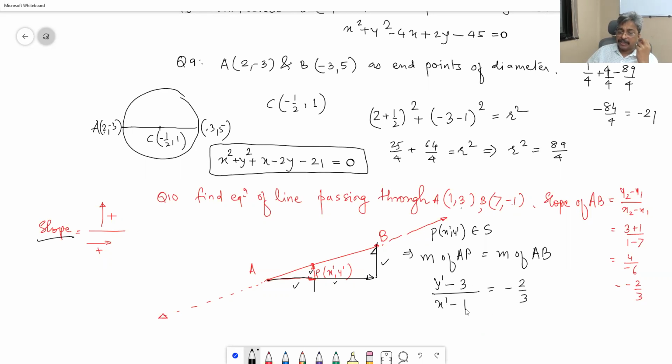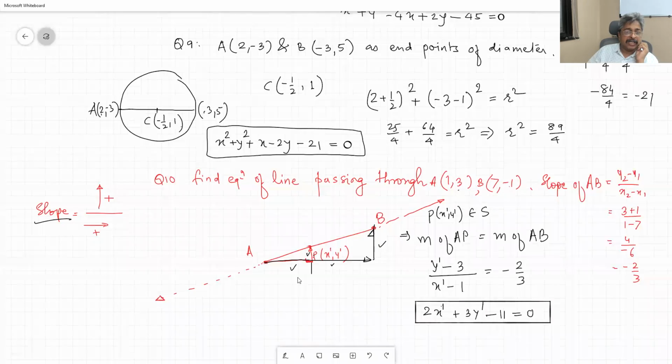So if you simplify this, cross multiply and simplify, you will get minus 2x dash comes to this side, 2x dash plus 3y dash. This makes it 2 on the RHS and minus 9 on the LHS. Minus 9 minus 2 is minus 11 is equal to 0. Replacing x dash by x and y dash by y, we get the desired locus. So this is as far as this problem solving is concerned.